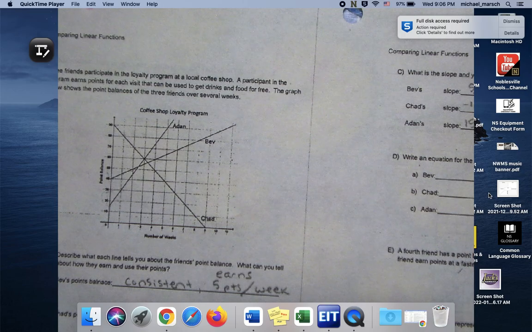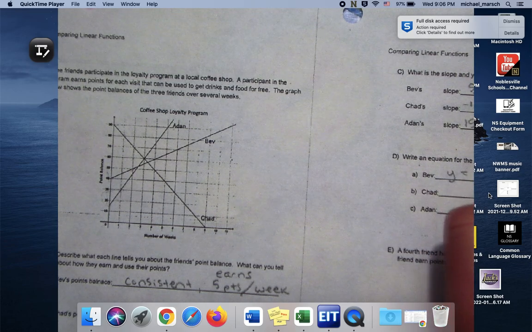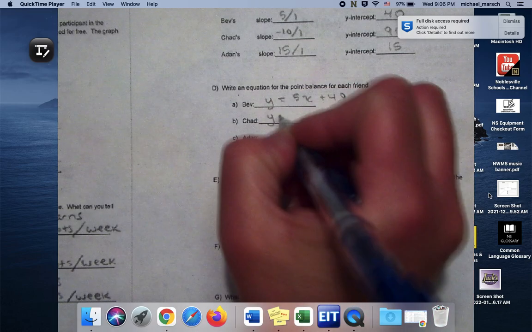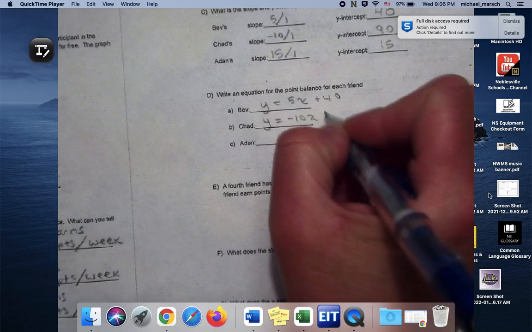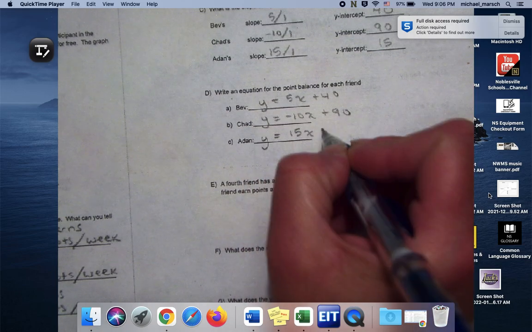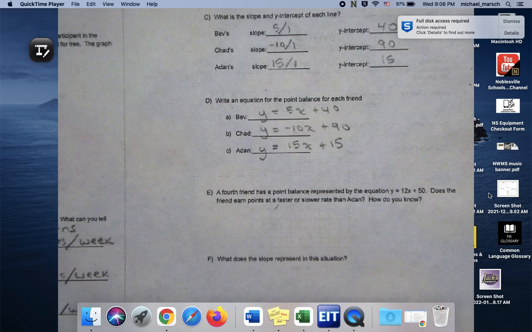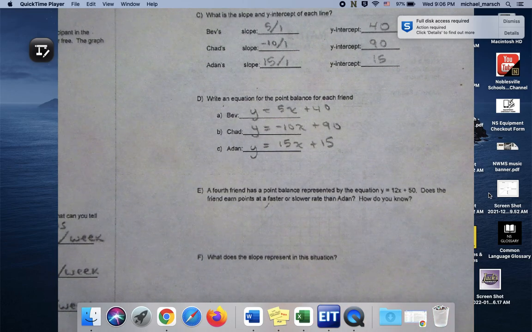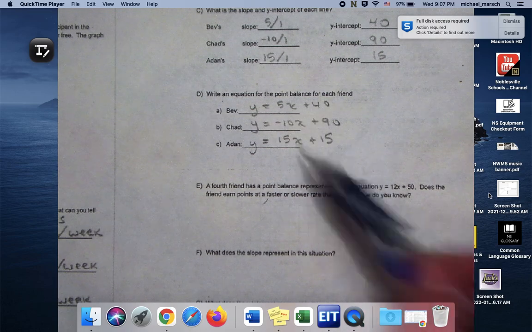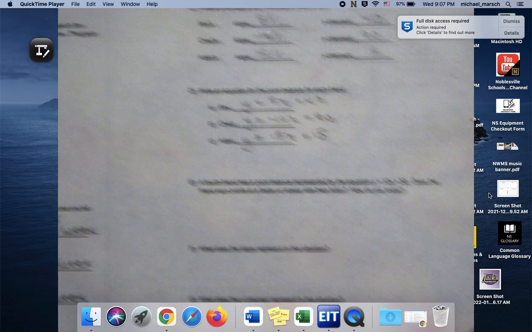So then if we're going to write an equation for each of these, we have y equals 5x plus 40. We have y equals -10x plus 90. And then we have y equals 15x plus 15. So they all have very different spending habits and or earning habits, right? It doesn't look like Bev and Adan are using any of their points, and Chad's just zipping right through them.